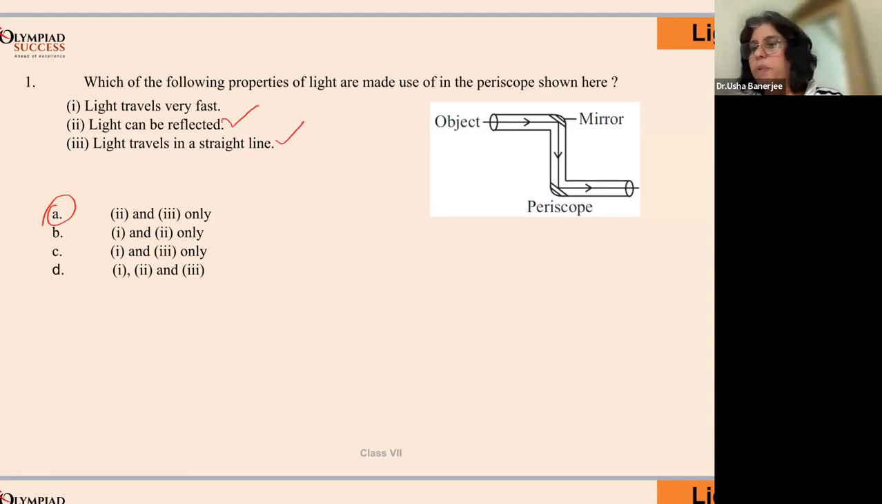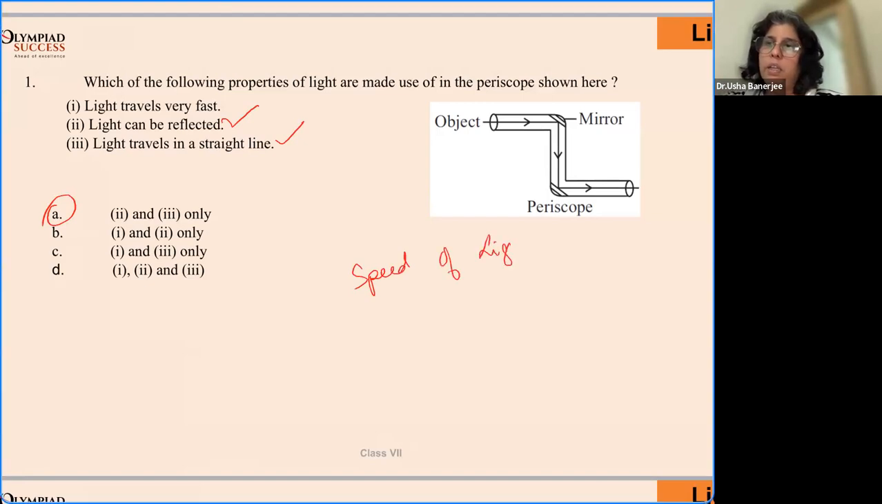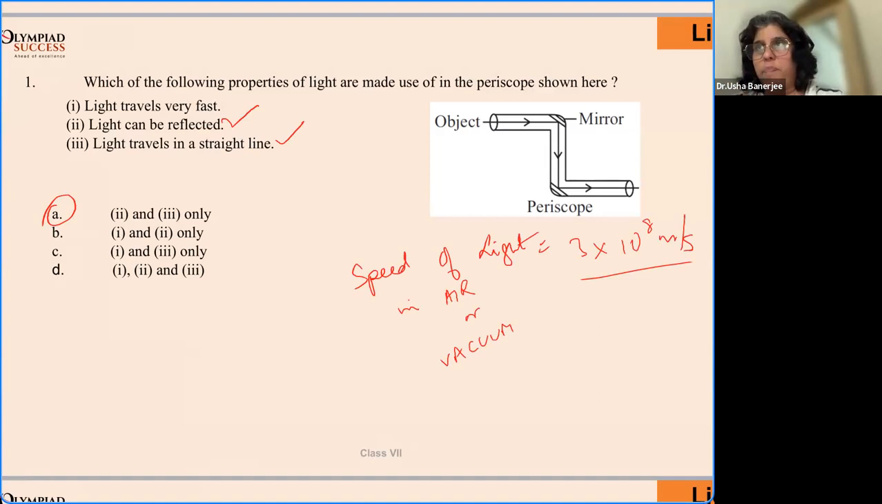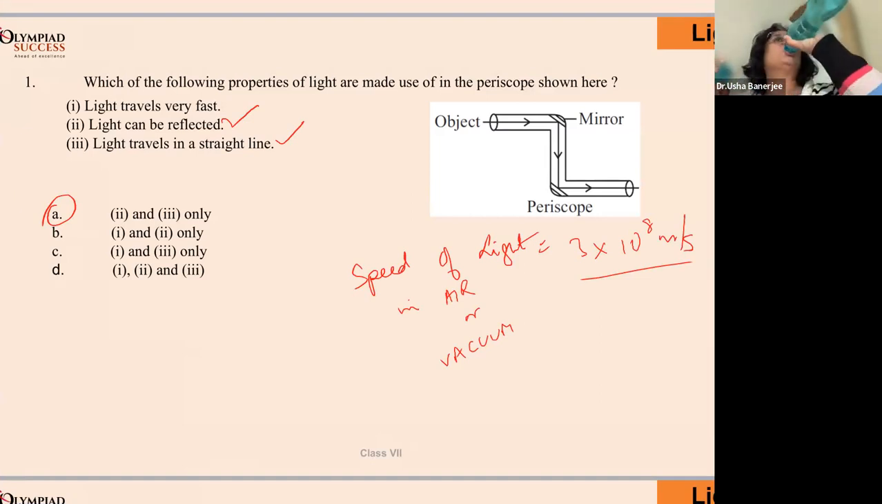What is the velocity or speed of light? What is the speed of light, anybody? In air or vacuum? Yes. 3 into 10 to the power of 8 meters per second. You are sitting for the Olympiads, you have to know this. 3 into 10 to the power of 8 meters per second is the speed of light in air or vacuum. In this question, it's not related, but you should know it.